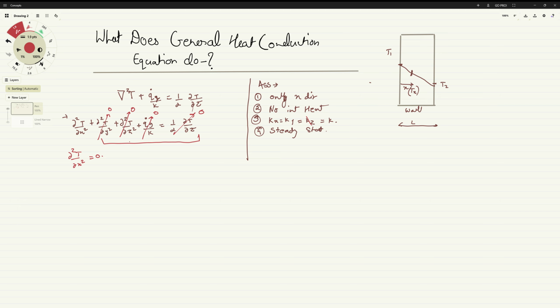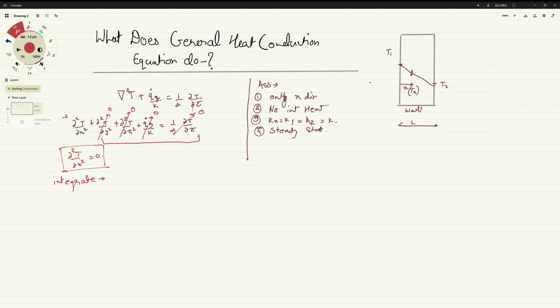So what you see is that we reduced the whole equation, we made it so small. Now this is very easy to solve. It's just differentiation. Now what we have to do is just integrate this equation.